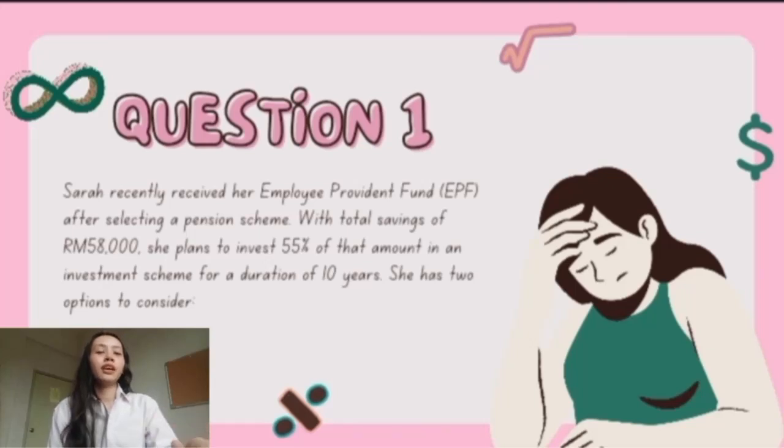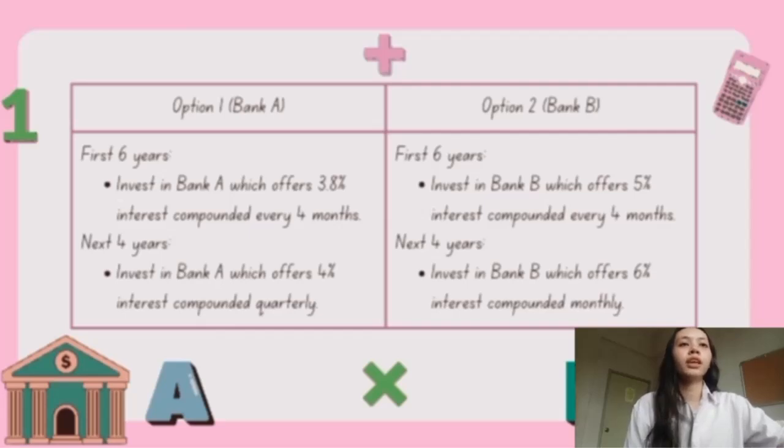Today I will answer the first question, which is: Sarah recently received her Employee Provident Fund (EPF) after selecting a pension scheme. With total savings of 50,000, she plans to invest 55% of that amount in an investment scheme for a duration of 10 years. She has two options to consider. Option 1 for Bank A, whereas option 2 for Bank B.